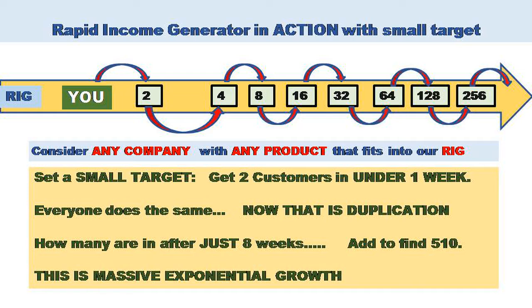Week 1, you go out and get 2 customers. That's shown in the diagram above. The next week, those 2 customers will go out and get 2 customers each. That gives you 4 new customers. The following week, those 4 customers get 2 customers each. That gives you 8 new customers. Then you've got 16 new customers. Then you've got 32 new customers. Then 64 new customers. Then 128 new customers. And then 256 new customers. Each week it's new customers.